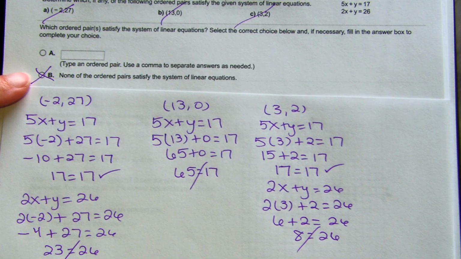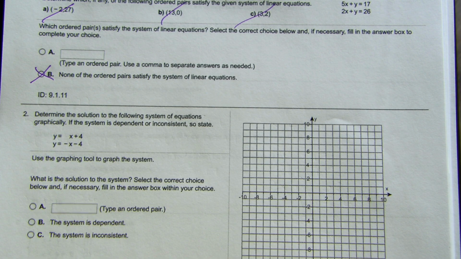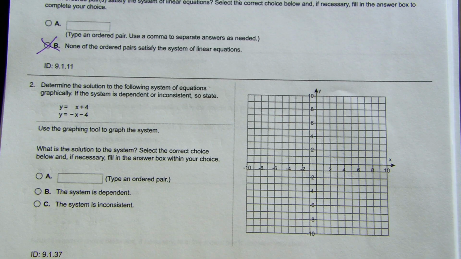Moving on, it says determine the solution to the following system of equations graphically. And then if the system is dependent or inconsistent, state so. Remember, dependent means that the lines lay right on top of each other and it looks like one line when we're done graphing it. Inconsistent means that they are parallel lines and they do not cross at all. Otherwise, they will cross at a specific point and we will be able to see that on the graph.